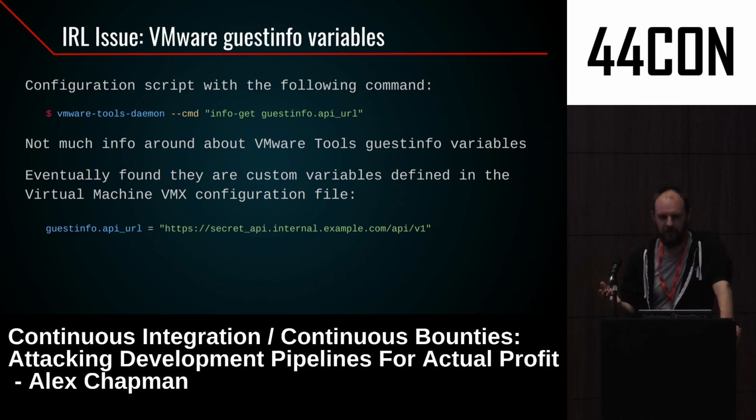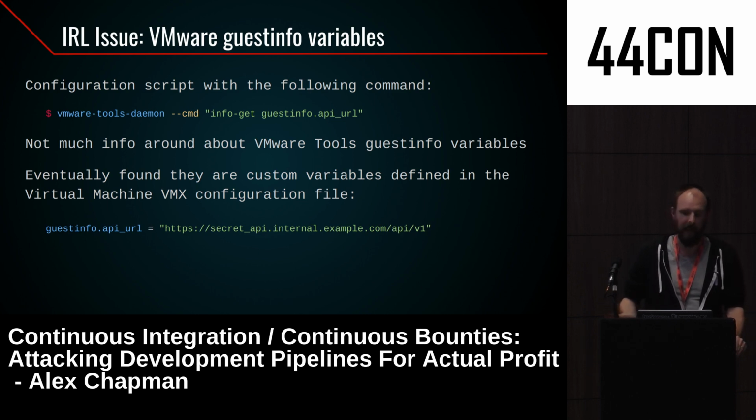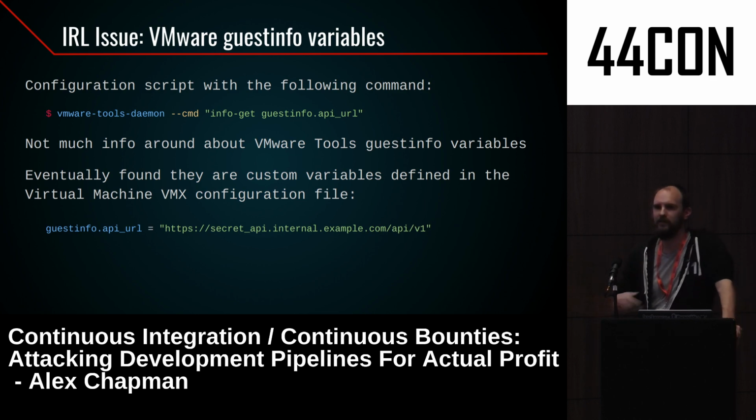I saw a configuration script with the command vmware-tools daemon command info-get, and then a guestinfo variable name. I eventually worked out that these guestinfo variables were just set in the VMX configuration files as guestinfo.whatever-you-want. This would then expose that value to the internal virtual machine via VMware Tools. I thought that's pretty good.